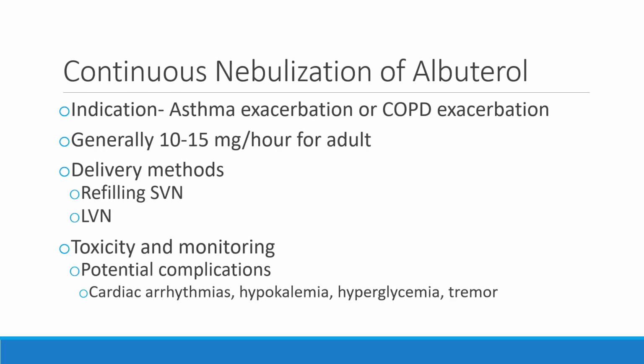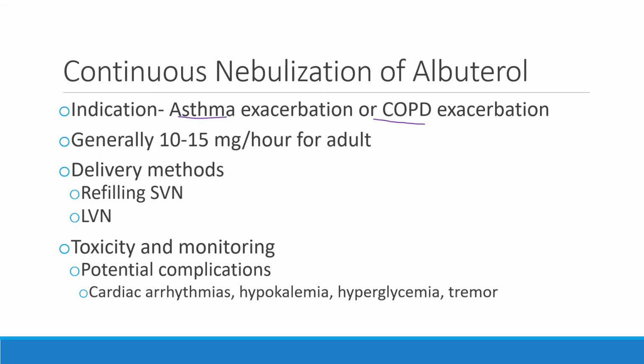So let's talk continuous nebulization of albuterol. So you might see this out there. Sometimes we like to add Atrovent to this as well. It depends on the situation, so your mileage may vary out there. But continuous nebulization of albuterol, the indication is going to be an asthma or COPD exacerbation. Understand there are different protocols out there. Some people will do 3 back-to-back small volume nebulizers instead of a continuous nebulization as well. So you might see that out there. That's been studied as well.